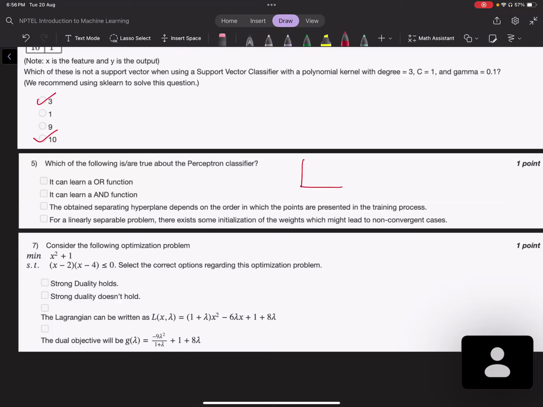So true, true, true. Since it's linear, it can be learned using the perceptron learning algorithm. Then the AND function, similarly, is also linear. It can be learned. So A and B are correct, right? The third point: the obtained separating hyperplane depends on the order in which the points are presented in the training process. The perceptron learning algorithm is dependent on the order in which the data is presented.